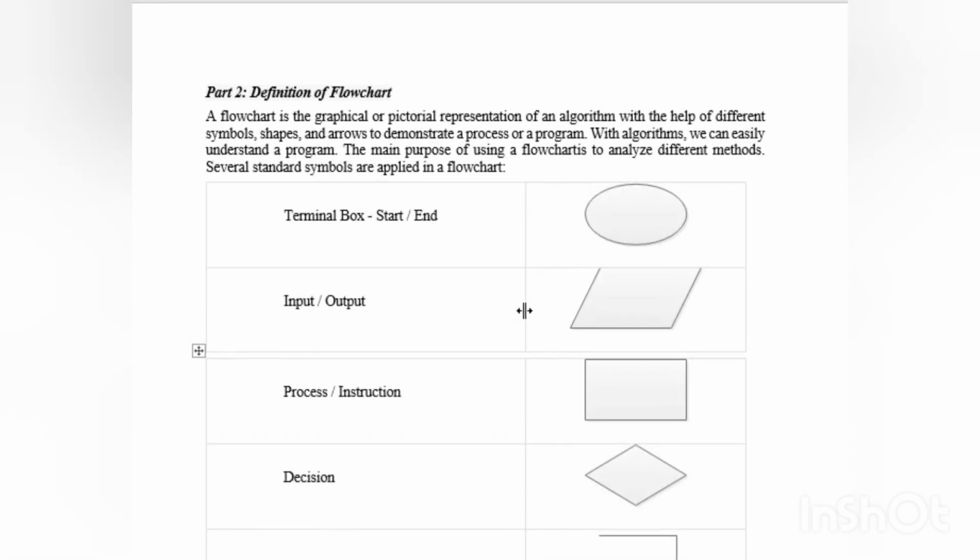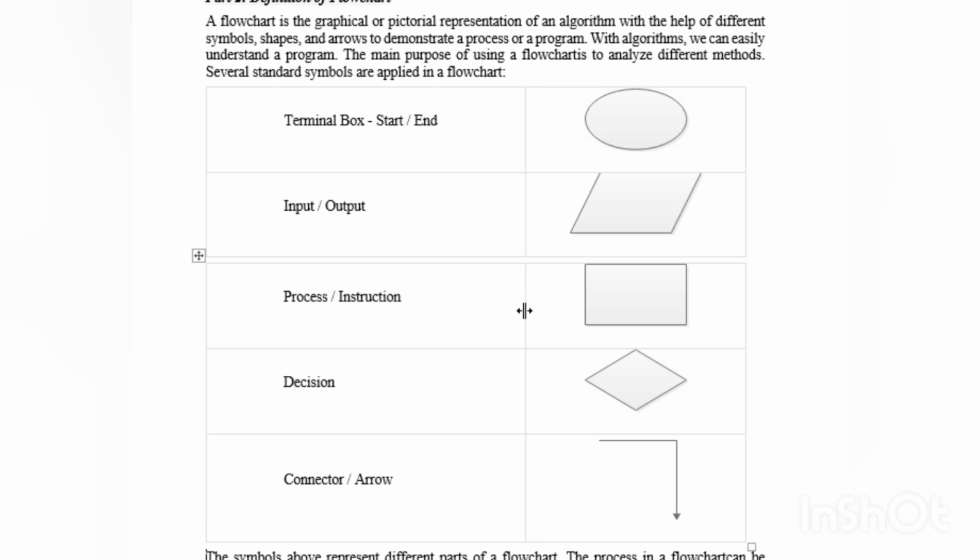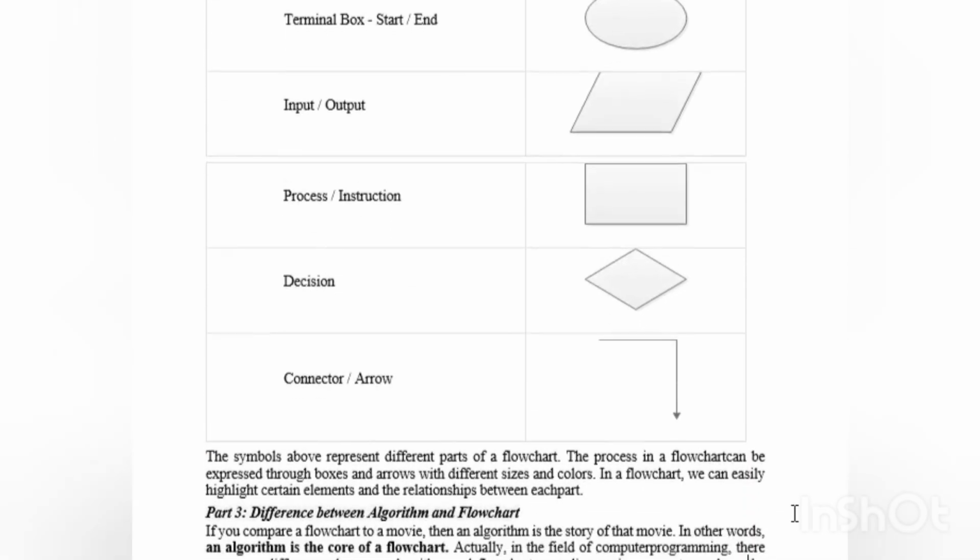Okay. Next is definition of flowchart. A flowchart is a graphical or pictorial representation of an algorithm with the help of different symbols, shapes and arrows to demonstrate a process or a program. Okay, कोई भी process को define करने के लिए हम flowchart का use करते हैं, जिसके लिए हम कुछ symbols use करते हैं. For example, an oval is used as the start and end symbol. For input and output, a parallelogram is used. A rectangle is used to define any process or instruction. For decision making, we use this decision box, and arrows are used as a connector. These are the symbols used for flowchart.